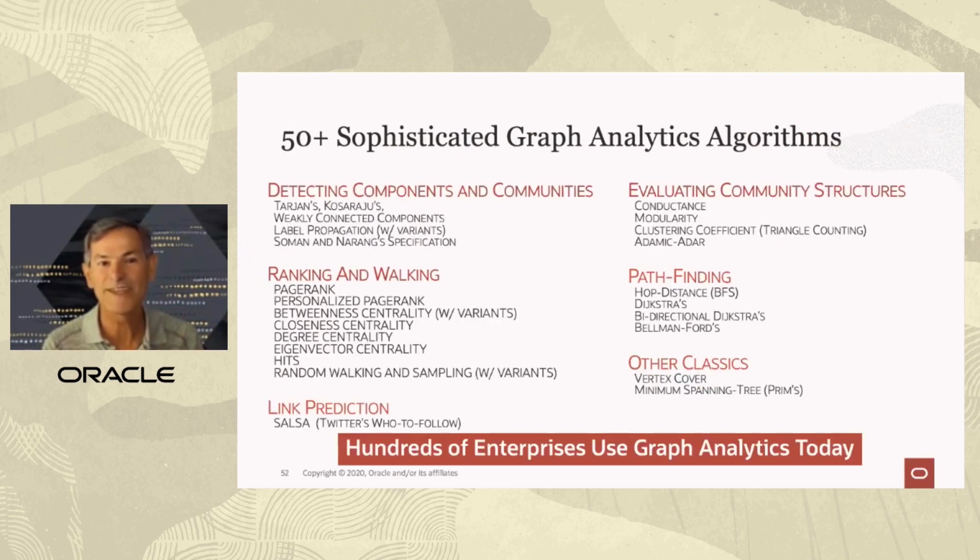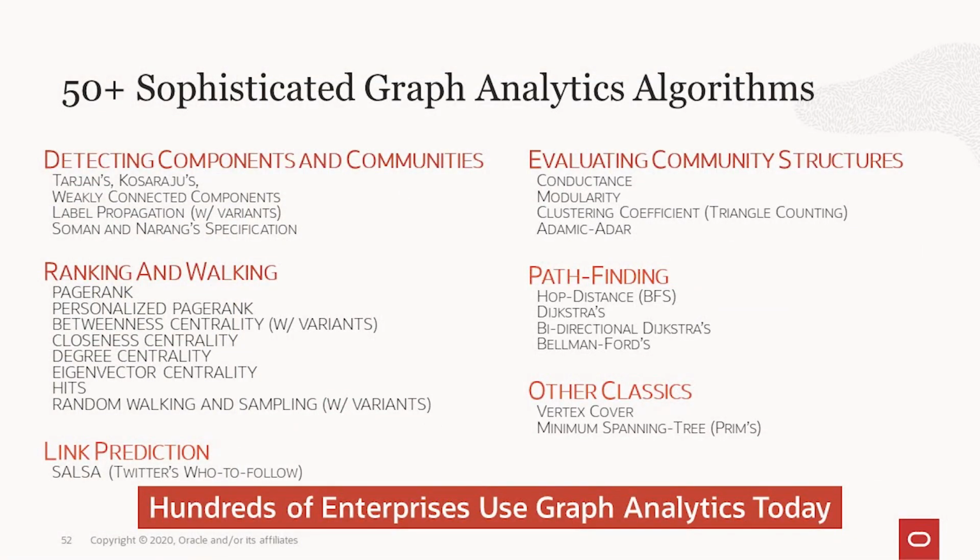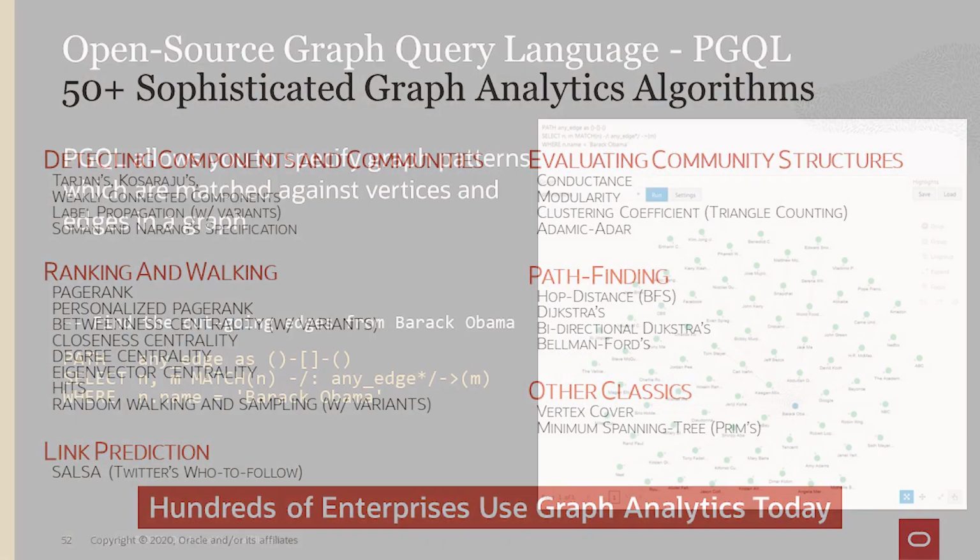We have over 50 algorithms. So we have algorithms for detecting components in communities, ranking and walking, link prediction, evaluating community structures, pathfinding, etc. And today we have hundreds of enterprise users of graph analytics.